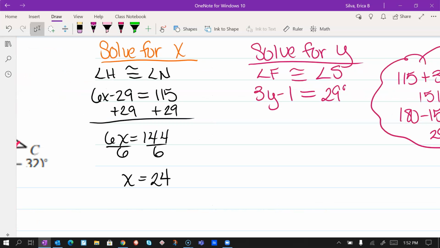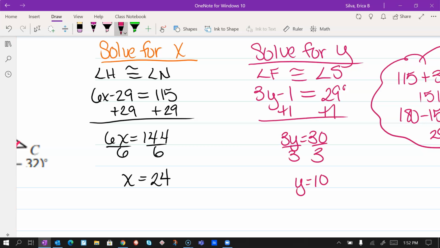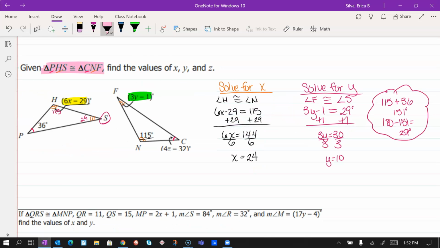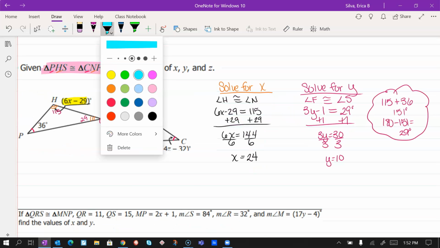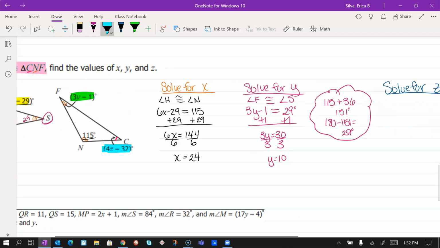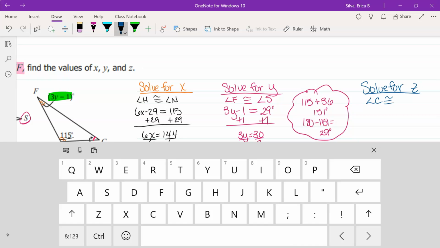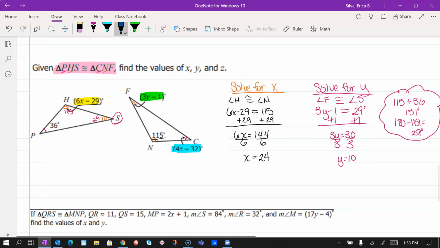All right, and now we're going to solve for y. Divide by 3, and we get y is equal to 10. All right, we got one more. Now we're going to solve for z. Let's look for the expression that has z on it, which is angle C.